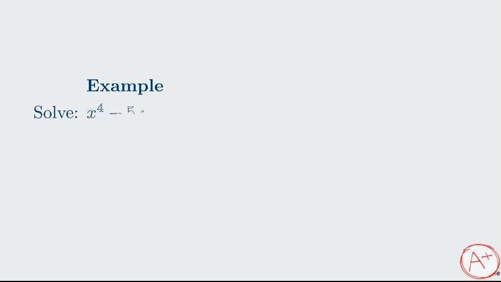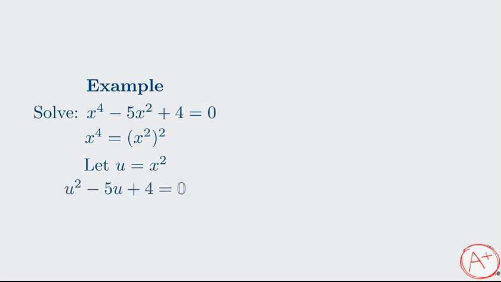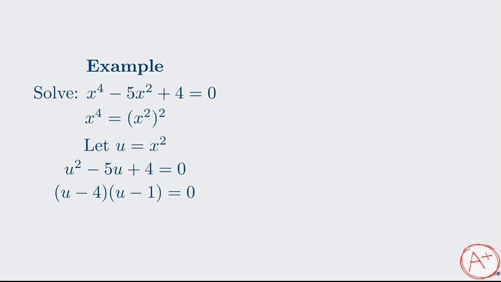Let's apply this to a polynomial of a higher degree. At first glance, this is a quartic equation, but notice the relationship between the powers. Since x to the power of 4 is simply x squared, squared, we can see it fits our quadratic pattern. We let u equal x squared. Substituting this into our equation gives us a standard quadratic. We can factorize this easily, which gives us two possible values for u.